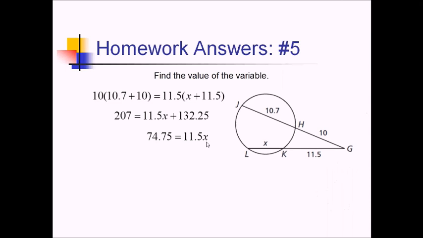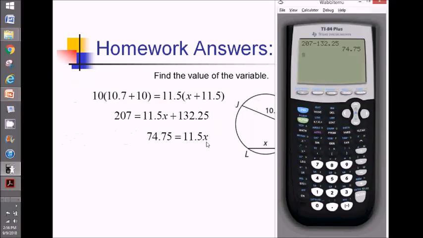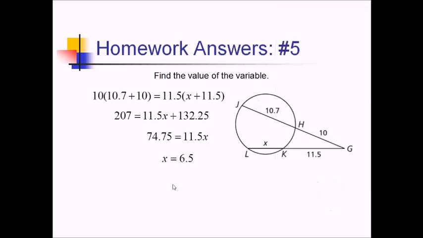Next, we got 207 minus 132.25, and that's going to come out to 74.75. Next, dividing that by 11.5. So divide our answer by 11.5, we get an answer of 6.5. So there's our x value.